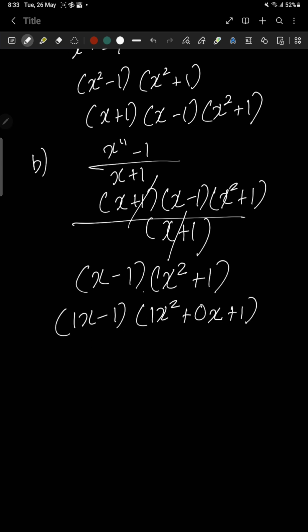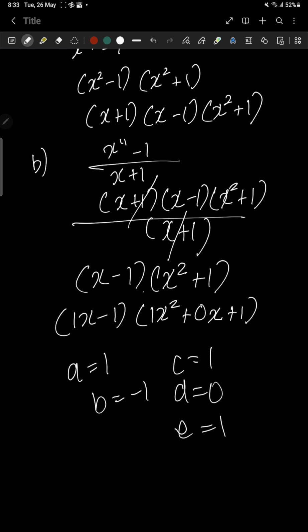I just broke it down in a clear way to understand the coefficients: 1x minus 1, and 1x squared plus 0x plus 1. I just broke it down to make it easy. So hence a is going to be 1, b is going to be minus 1, c is going to be 1, d is going to be 0, and e is going to be 1. And hence this is going to be our answer.